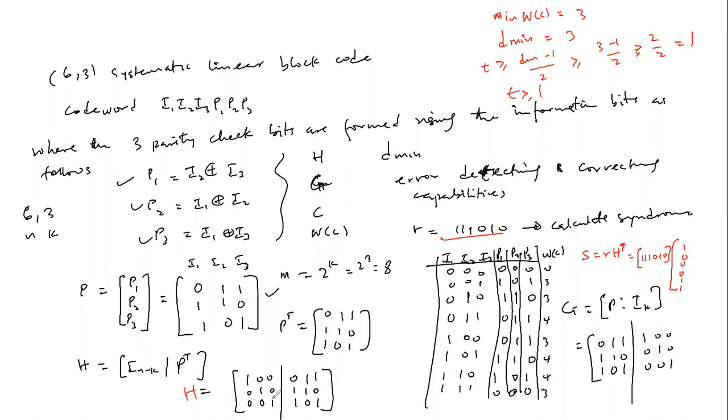Then we have 0, 1, 0, 1, 0, then 0, 0, 1, 1, 0, 1. And once you multiply through, we're going to get 0, 0, 1. So there's error somewhere here. That's on the 1, 2, 3, 4th bit. So hence, the transmitted code word, with the 4th bit corrected, should be 1, 1, 1, 1, 1, 0.